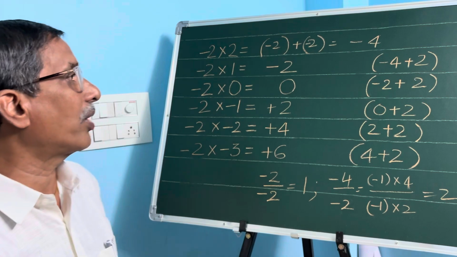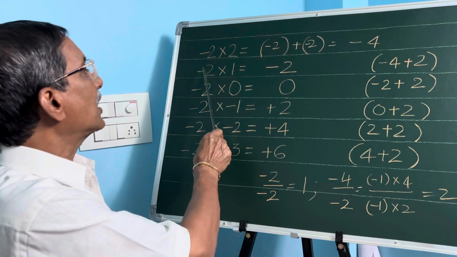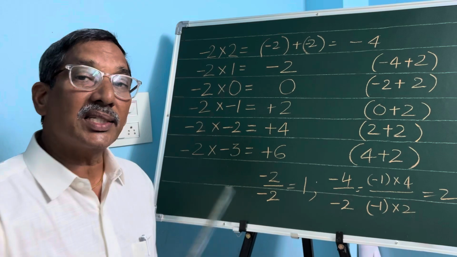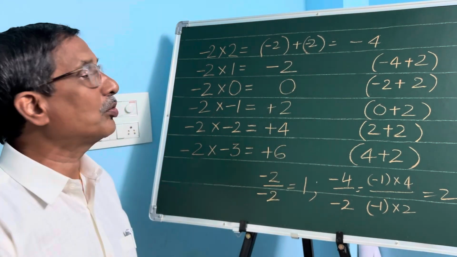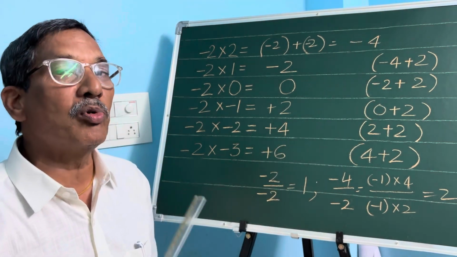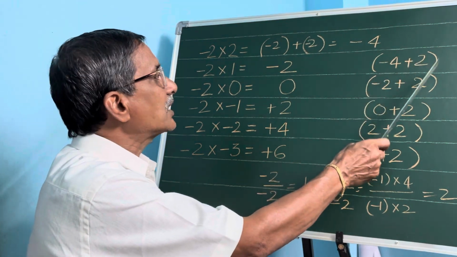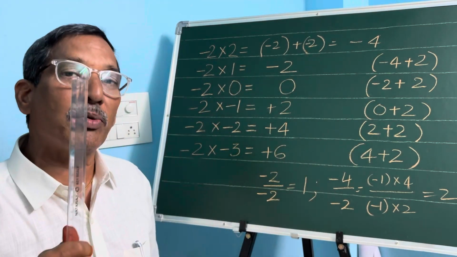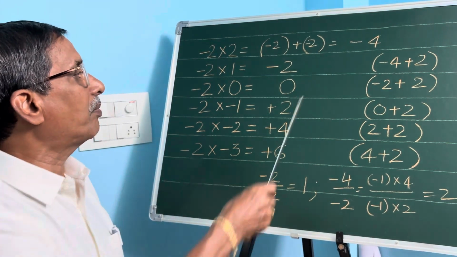Let us observe the products here. Minus 2 into 2 is minus 4 and minus 2 into 1 is minus 2. See, the multiplier is decreased by 1 and the product is increased by 2. Minus 2 is 2 more than minus 4. Minus 4 plus 2 gives minus 2. So when the multiplier is decreased by 1, the product is increased by 2.